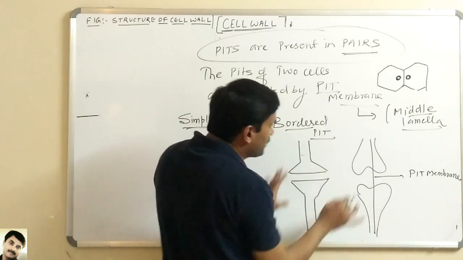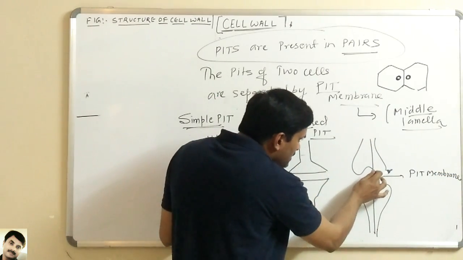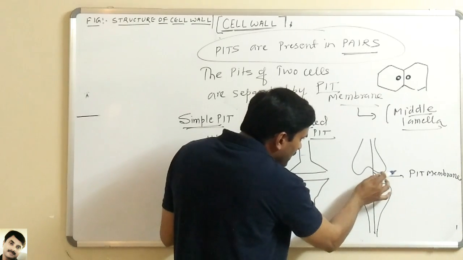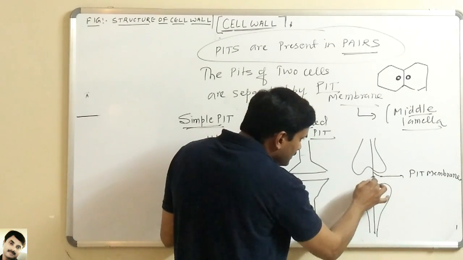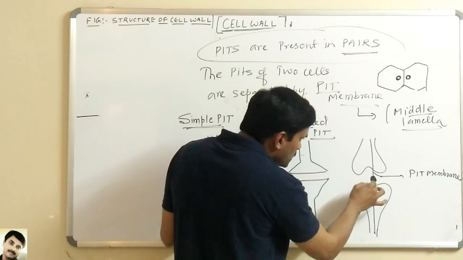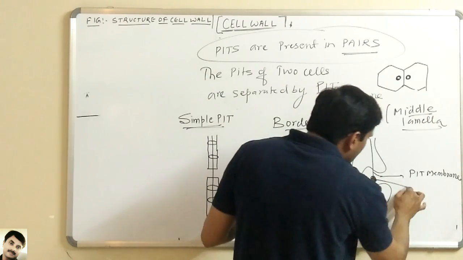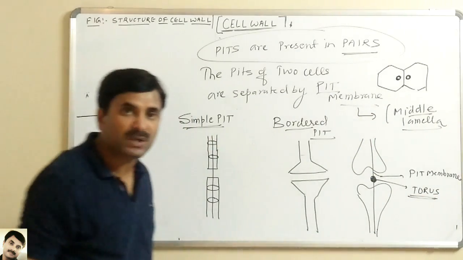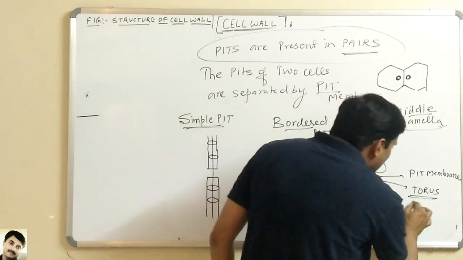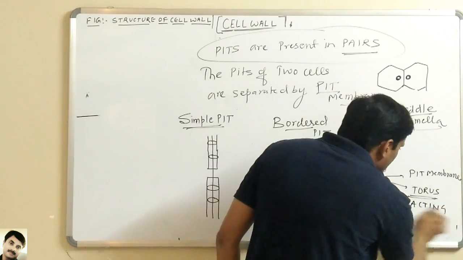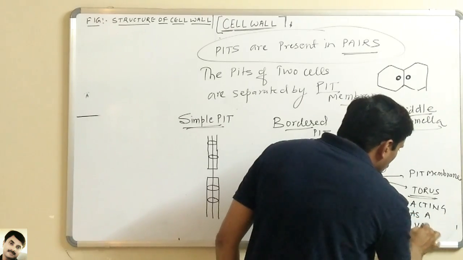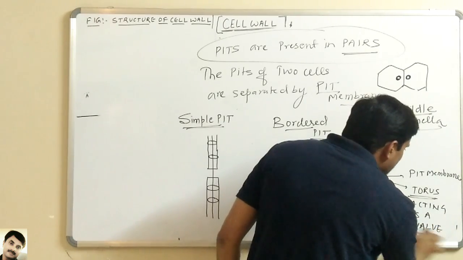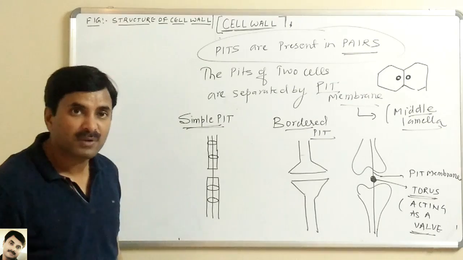And what happens in the bordered pit is that this pit membrane swells from the center. In bordered pits, this pit membrane swells from the center, and this is called the torus. Torus is acting as a valve.